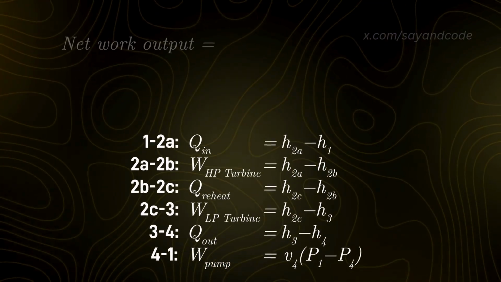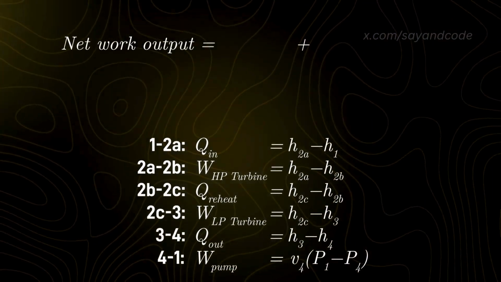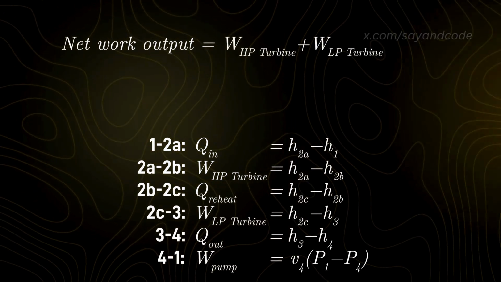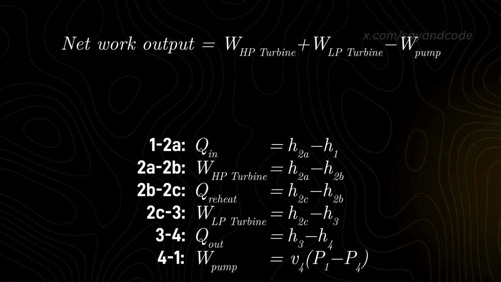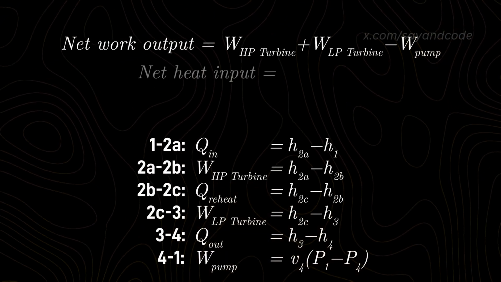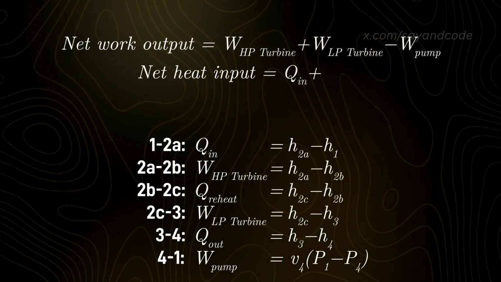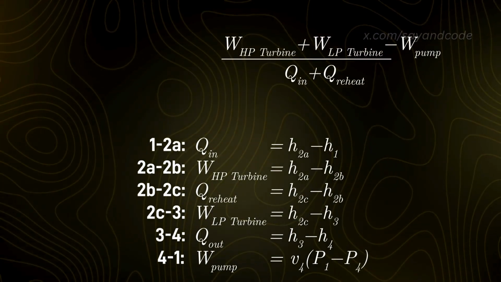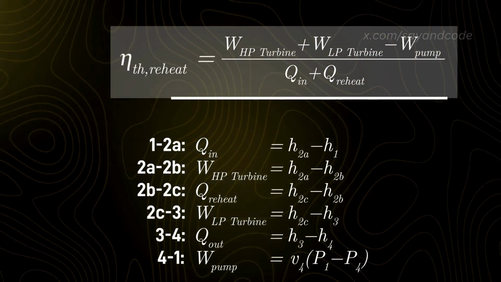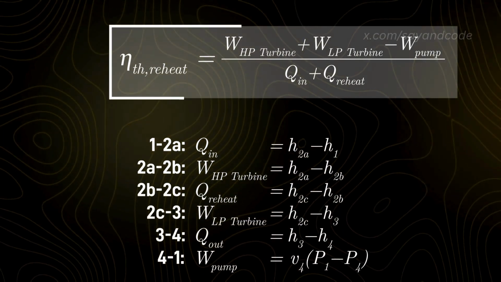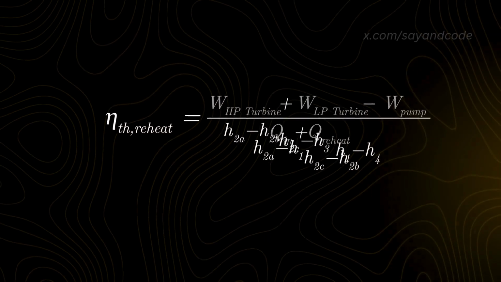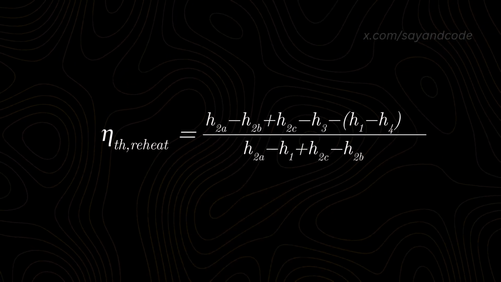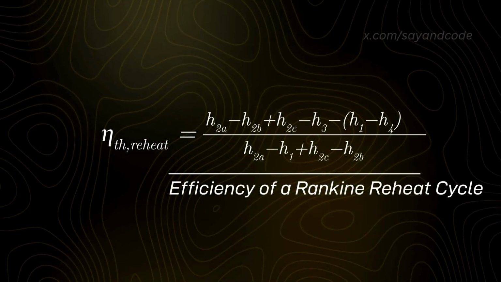We can calculate the net work done as the sum of work delivered by high pressure and low pressure turbines, minus the work done by the pump. Similarly, net heat input will be the sum of heat input in boiler for initial heating, as well as the reheating. Taking the ratio of these two, this is the equation for efficiency of a Rankine reheat cycle. We can substitute the enthalpy values for each process to get another form of this equation.